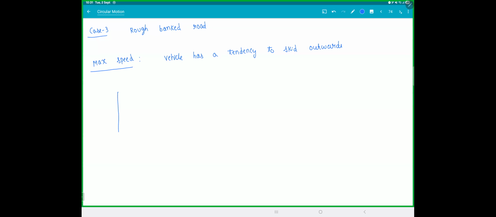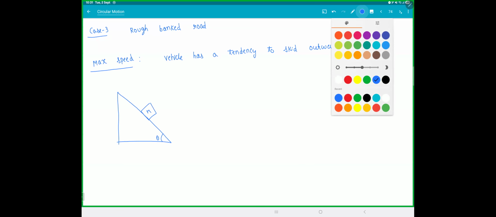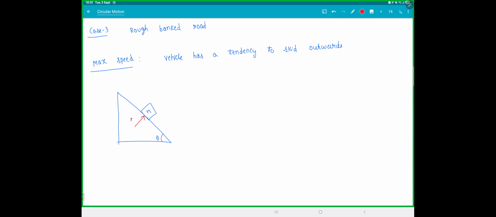Now if you try to draw the FBD. On your vehicle, what are the forces? You have normal reaction. You have mg. Because you're trying to skid outward, you'll have a friction downward. And you'll also have a centrifugal force, which is mv square by r. So I'm doing it in the rotating frame. Now if you resolve the forces, this will be mg sine theta. This will be friction. This will be normal reaction.